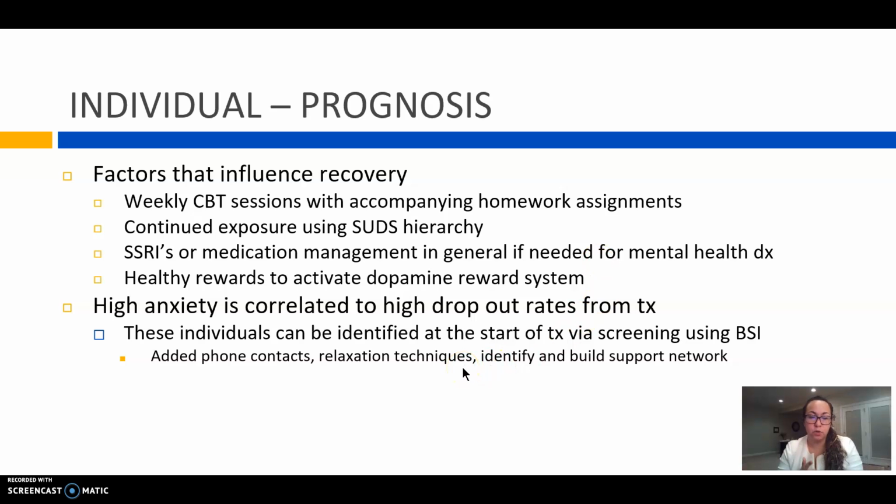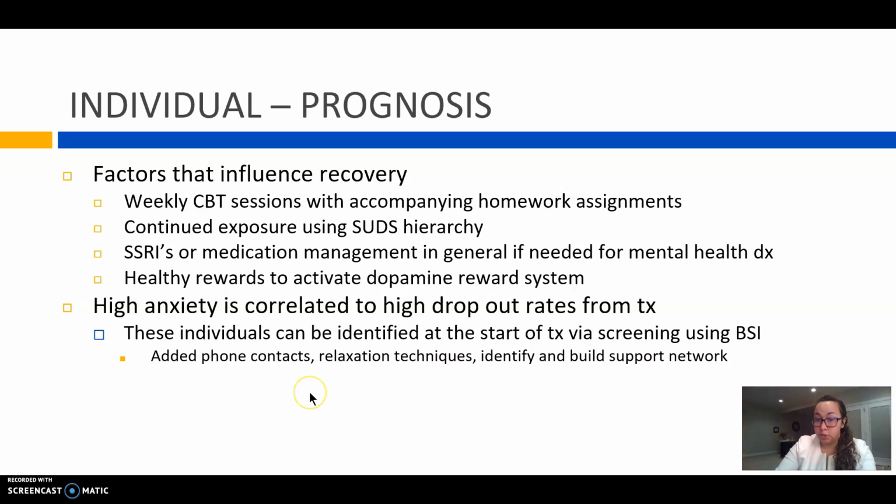Something to note, high anxiety is correlated with high dropout rates. So in the beginning of treatment, when you're administering the brief symptom inventory, it's going to let you know if somebody's scoring high on anxiety or mental health symptoms that resemble anxiety. So if you have somebody like that, just keep in mind they're at high risk for dropping out.